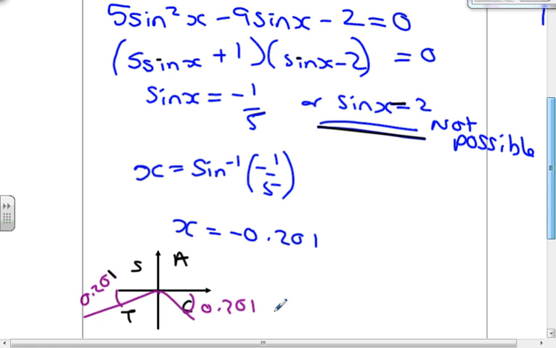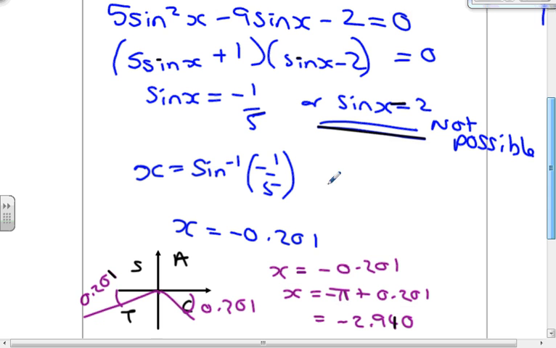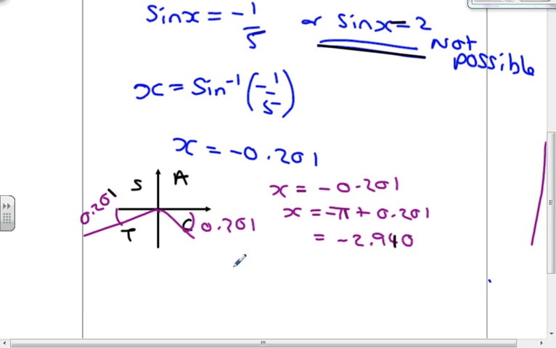So if I have a look in my range, I end up with x equals minus 0.201, and I also end up with x is equal to minus pi plus 0.201, which gives me the answer of minus 2.940. And if I have a look the other way, I end up with pi plus 0.201, which is out of my range. So I only end up with two x values. X is equal to minus 0.201, or x is equal to minus 2.940, both in radians.